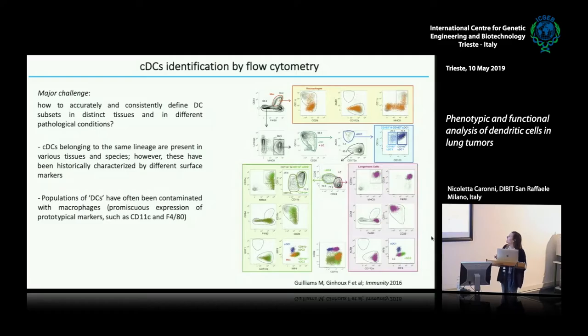And here I reported a paper from Guilliams in 2016 where they describe a gating strategy that could identify cDC1, cDC2, and macrophages in different tissues and also across species. But I show you that because I would like to focus your attention on the fact that macrophages and dendritic cells share common markers. For example, here are the macrophages in orange, and you can see that they also co-express CD11c, which is a prototypical marker of dendritic cells. They express also MHC class II, that is again a prototypical marker for dendritic cells, and also CD172a and CD11b. So it's quite tricky to identify the correct gating strategy to identify these cells. Otherwise, you will have contamination with macrophages, and if you want to assess functional analysis, you will not be able to distinguish who is doing what.